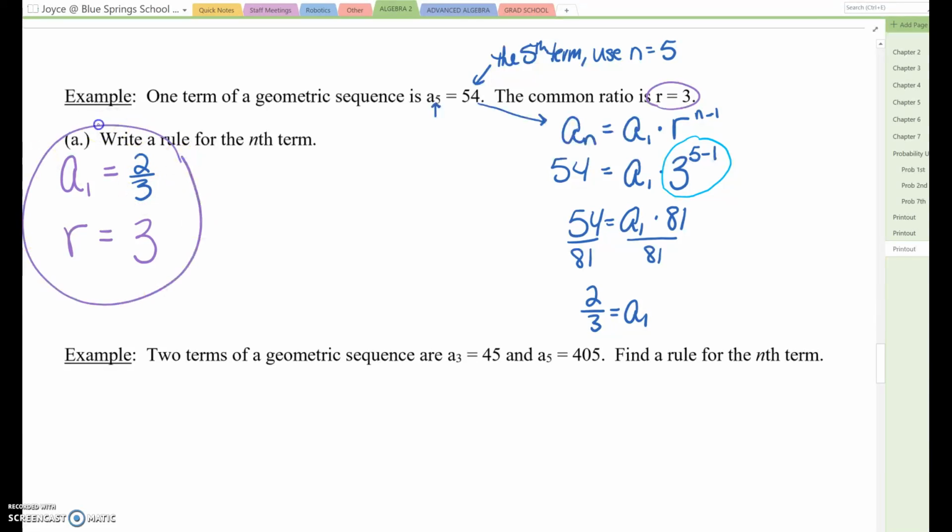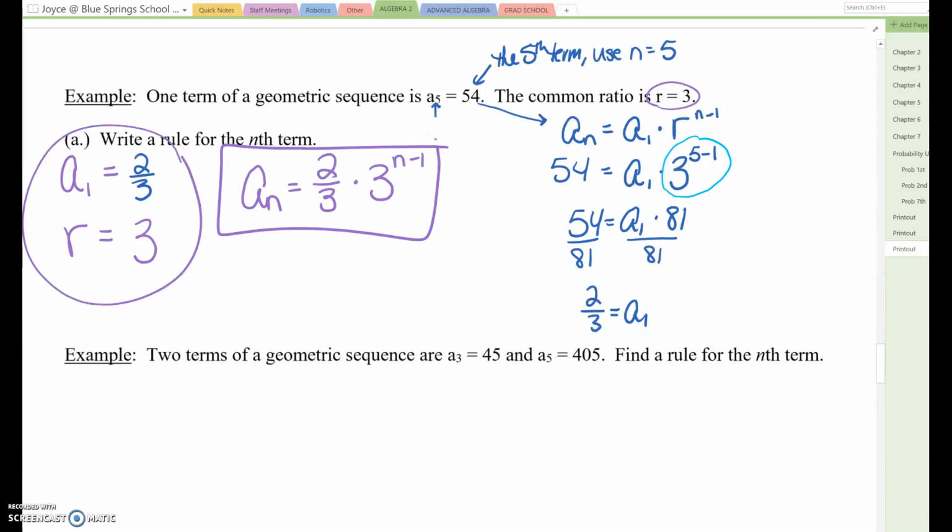Once we know that our first term is 2/3 and our common ratio is 3, this is where this problem is easier than arithmetic because we don't have as much work to do. Your nth term equals your first term 2/3 times your common ratio 3 raised to the n minus 1, and you're done. You have the rule for the nth term.